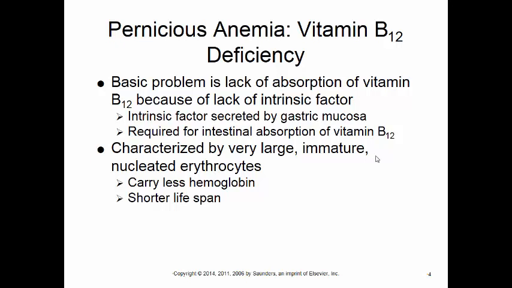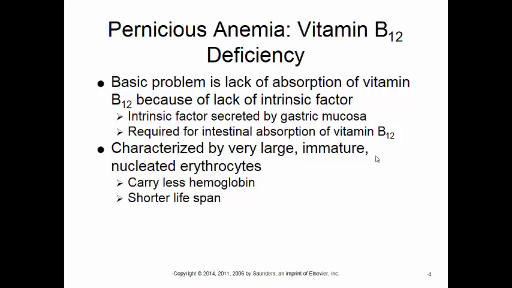The first type that we'll talk about is pernicious anemia, which is a vitamin B12 deficiency anemia. With pernicious anemia, we don't absorb enough vitamin B12, and this is because of a lack of the intrinsic factor. Intrinsic factor is made by the gastric mucosa in response to the hormone gastrin, and it's required for us to be able to absorb vitamin B12.